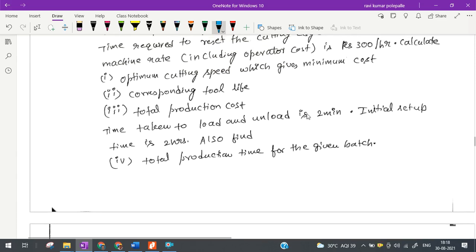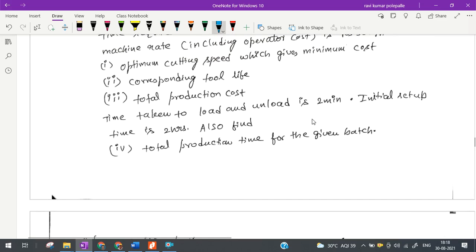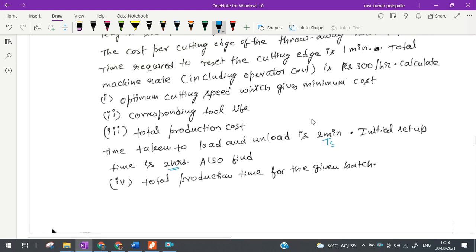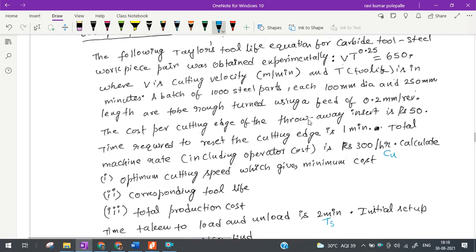Time to load and unload is 2 minutes. So this I can write it as Ts, and of course I have to include this 2 minutes also when I take up the total production time. So this 300 per hour has to be converted into rupees per minute.